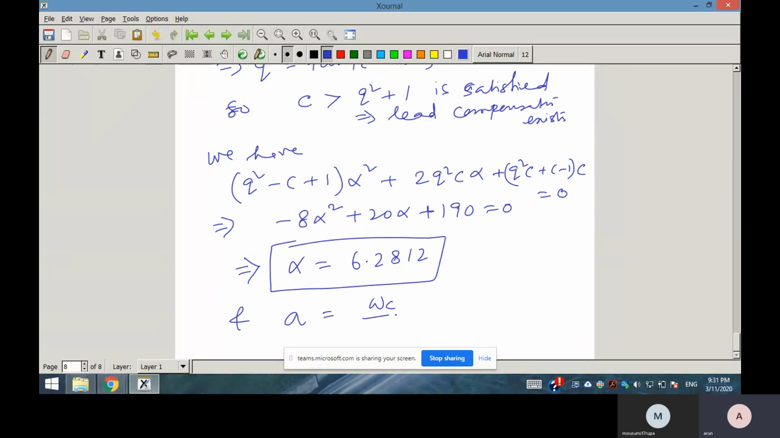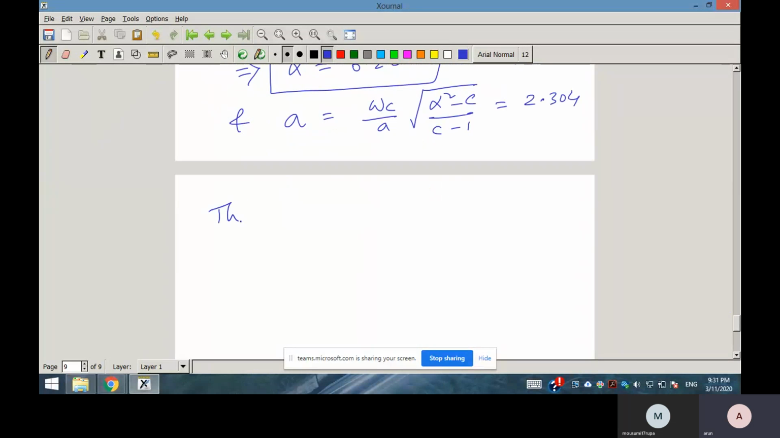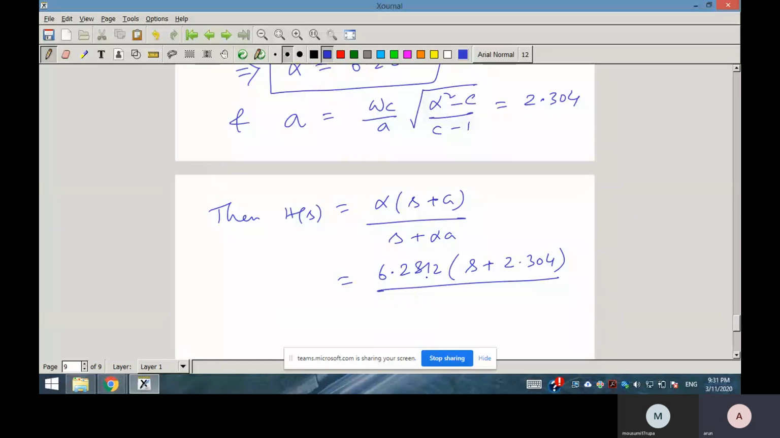And A you can obtain as omega c by alpha into root under alpha square minus C divided by C minus 1. This is equal to 2.304. So ultimately your H(S) will be alpha into S plus A divided by S plus alpha A, which equals 6.2812 into S plus 2.304 divided by S plus 14.472. So this is your H(S).